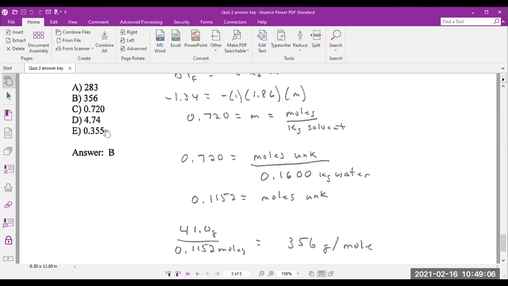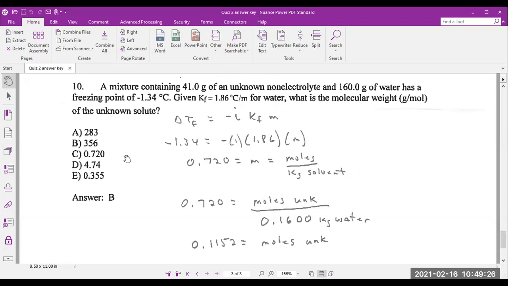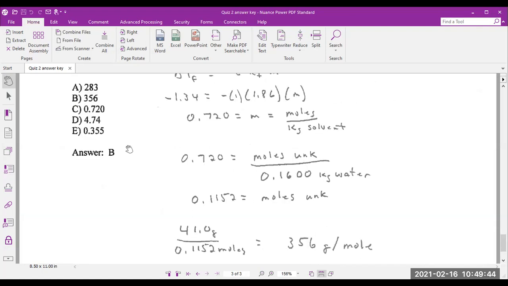So you could kind of rule those two out just on the basis of that, even before you started doing the calculation. The 4.74 value, that's a pretty small molecular weight, so that one's a little more unlikely as well. So really then, if you're thinking about the problem, it's 283, okay, that's a reasonable molecular weight. 356 is also. So it really kind of came down to those two values as the answer. And then to get the right one, you'd have had to have done the calculation correctly.